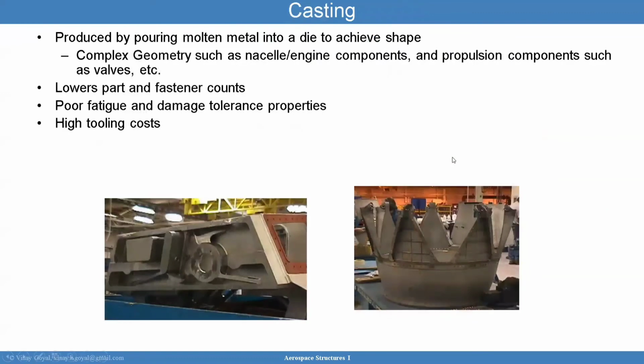Casting is produced by pouring molten metal into a die to achieve a particular shape. And these are used for very complex shapes, typically has poor fatigue and damage tolerance properties, and there is a high tooling cost associated with casting. You're going to have some issues with casting, and typically there's a casting factor that's applied because of the potential low confidence in the properties in general. And so for that reason, it's important to pay attention to casting as a potential concern.